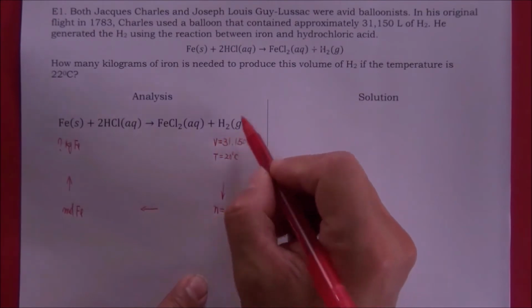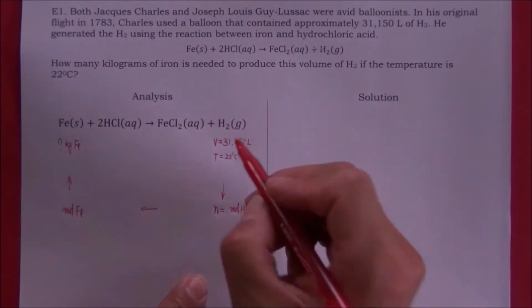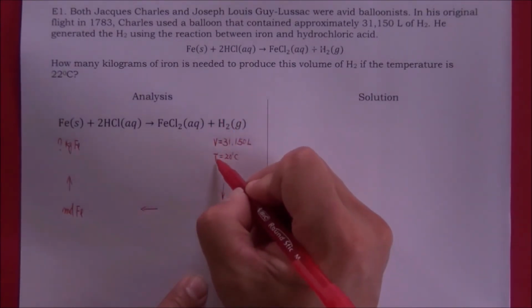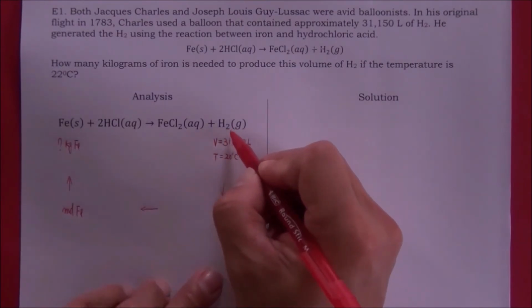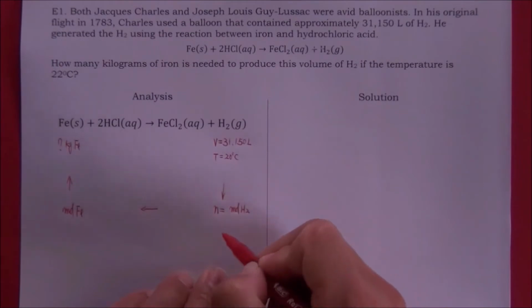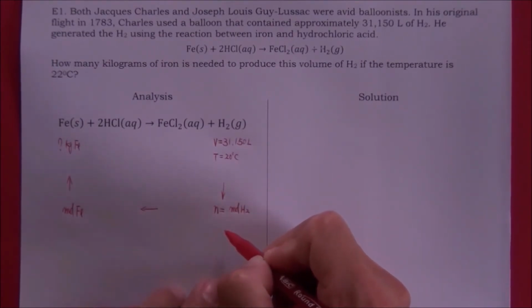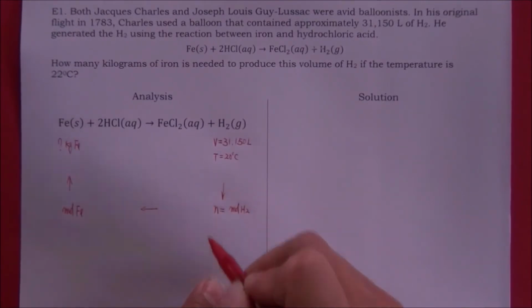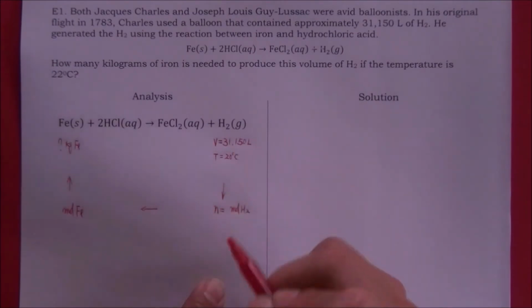Then, let's look at the first step. We know the volume, we know the temperature of hydrogen gas. We want to know the moles of hydrogen gas. We probably need the ideal gas law to finish this conversion. However, if we want to use the ideal gas law, we also need to know the pressure of hydrogen gas.